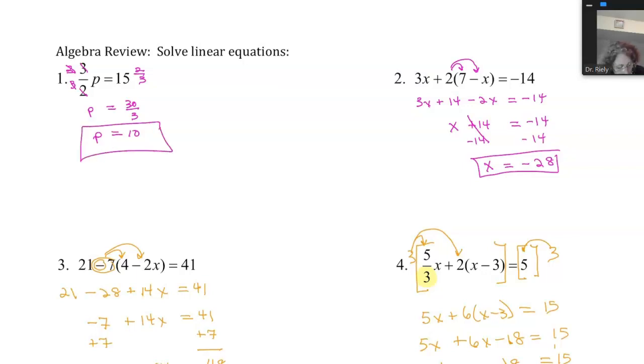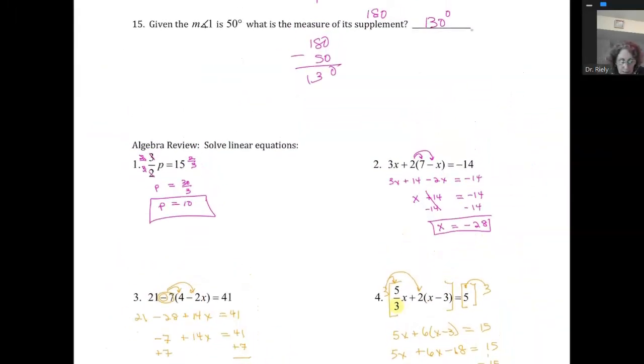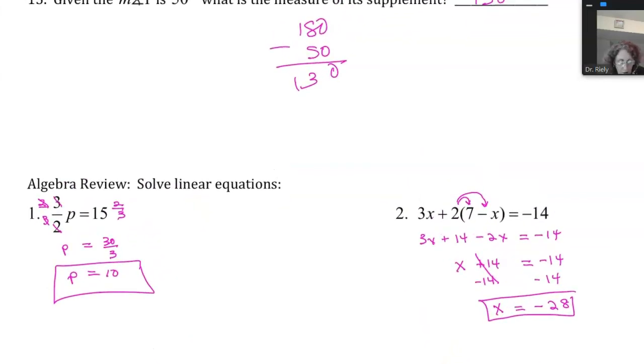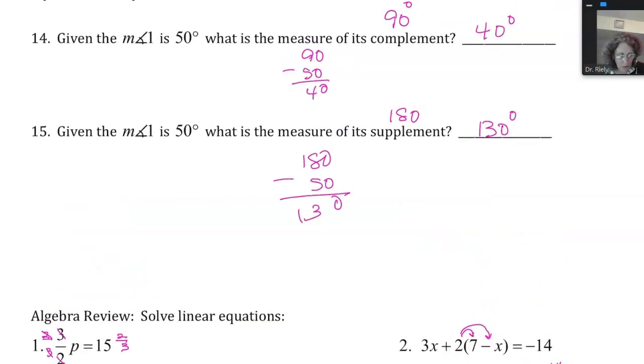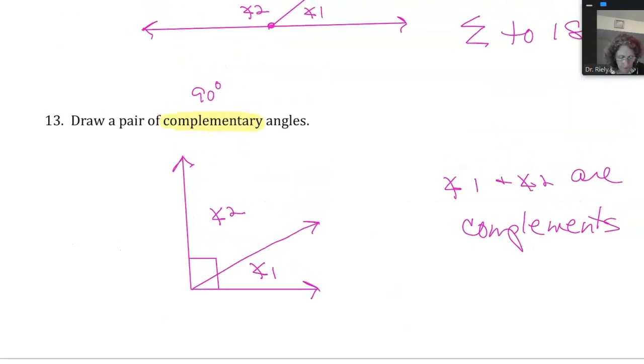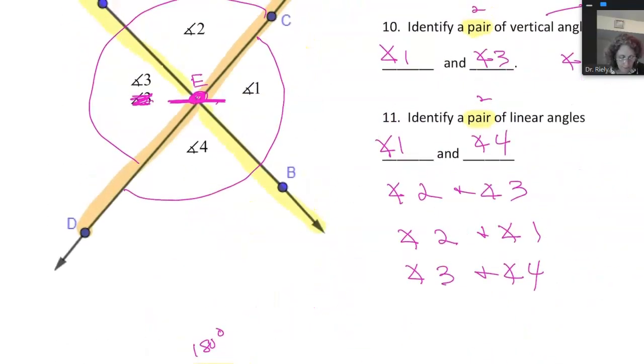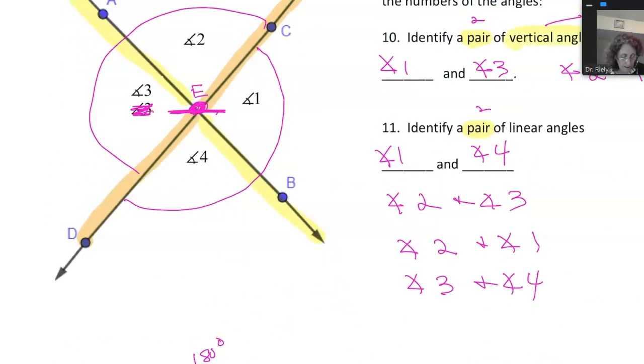So here are all our answers. Make sure that you can get these. I'm going to ask you similar questions on the Chapter 1 test. So go over those algebra problems as often as you need to so that you have good algebra skills. Remember vocab words like complement, 90 degrees, supplement, 180 degrees. Be able to draw those. Remember what vertical angles are and what linear angles are.